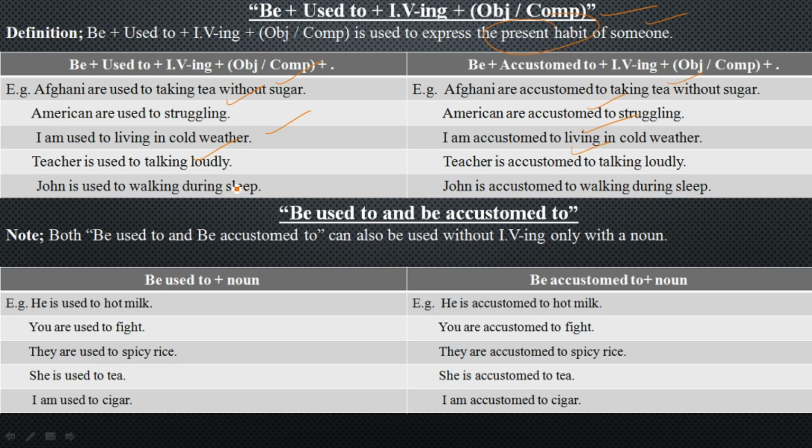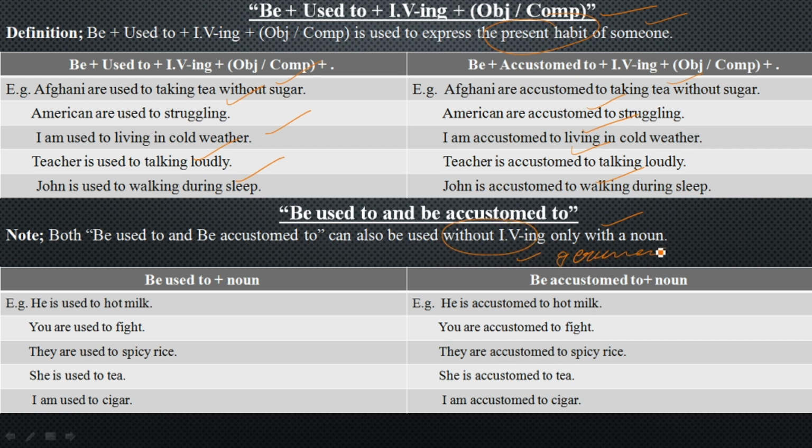John is used to walking during sleep. He is having the habit to walk in his sleeping. And in the same way we say, actually John is accustomed to walking during sleep. Next we have got be used to and be accustomed to. Both can also be used without ing form, only with a noun. You can also use it with ing. Ing is over here working as gerund.